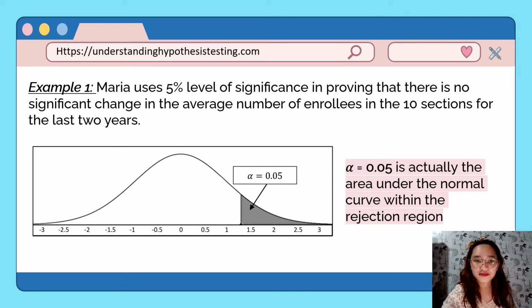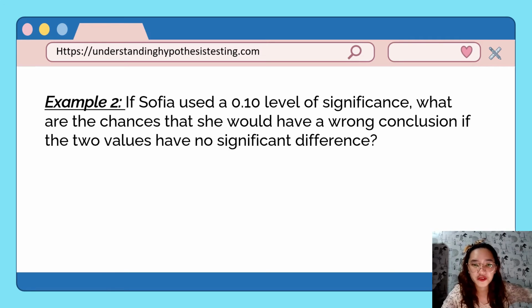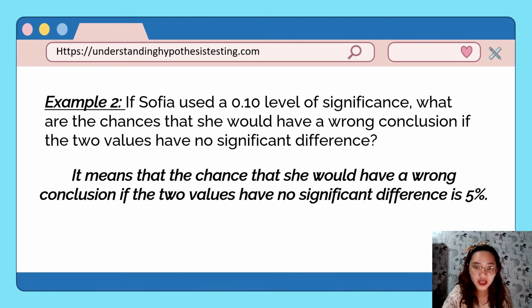Okay? So, another, if Sophia used a 0.10 level of significance, what are the chances that she would have a wrong conclusion if the two values have no significant difference? So, ibig sabihin lang po na the chance that she would have a wrong conclusion if the two values have no significant difference is 5%. Ayan. Mamaya maiintindihan niyo palalo kung bakit nga ba wrong conclusion siya.